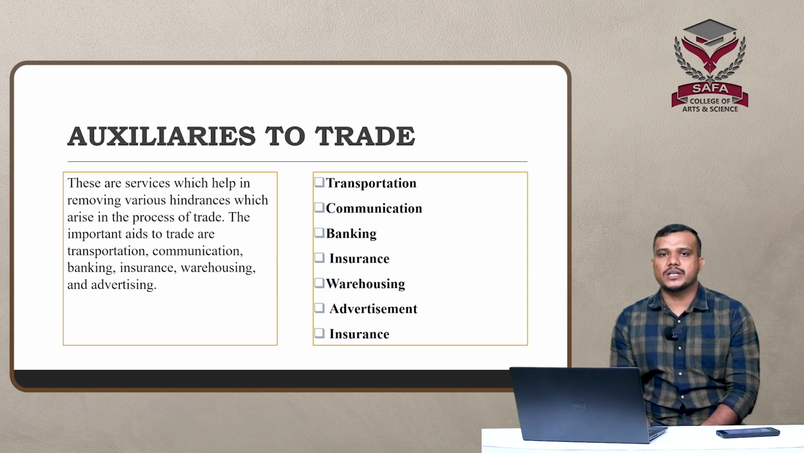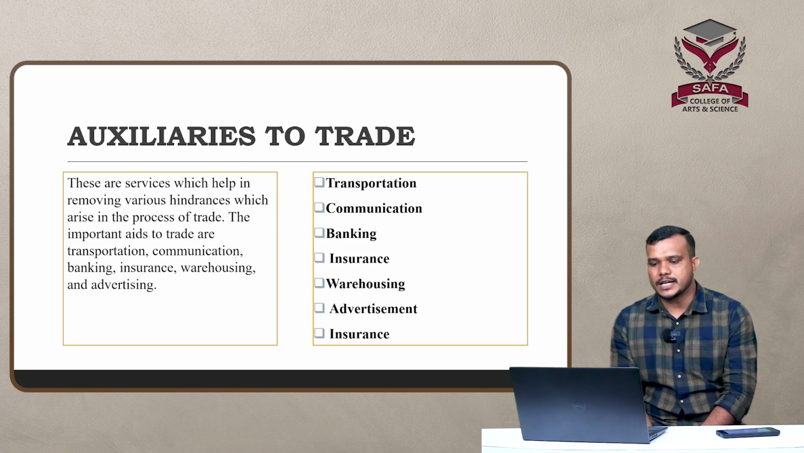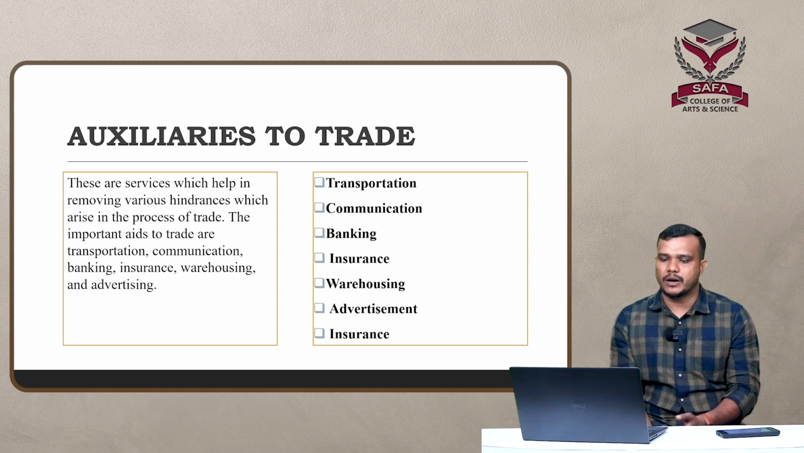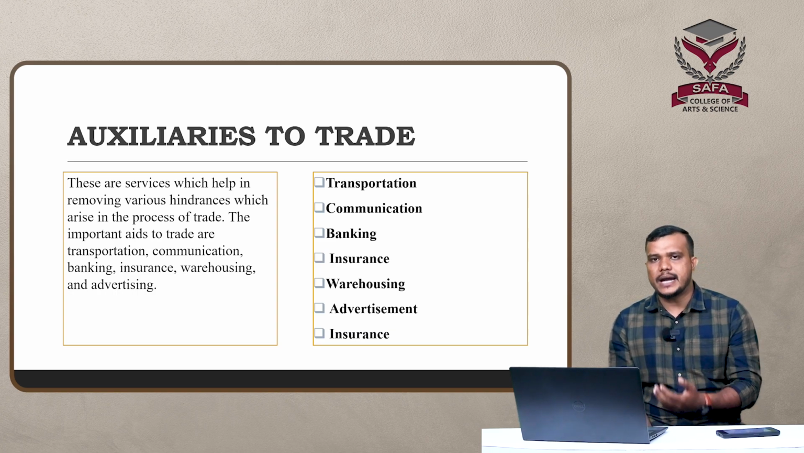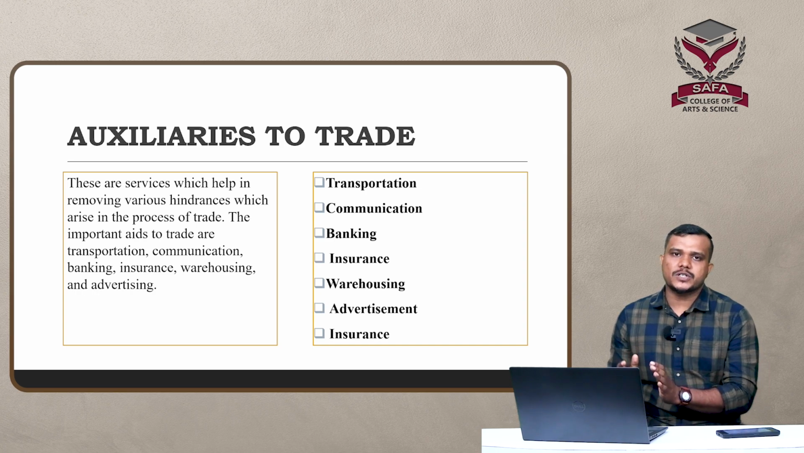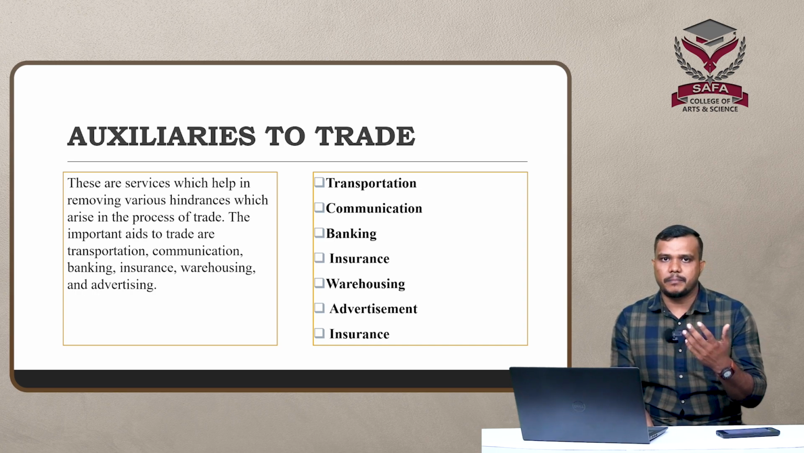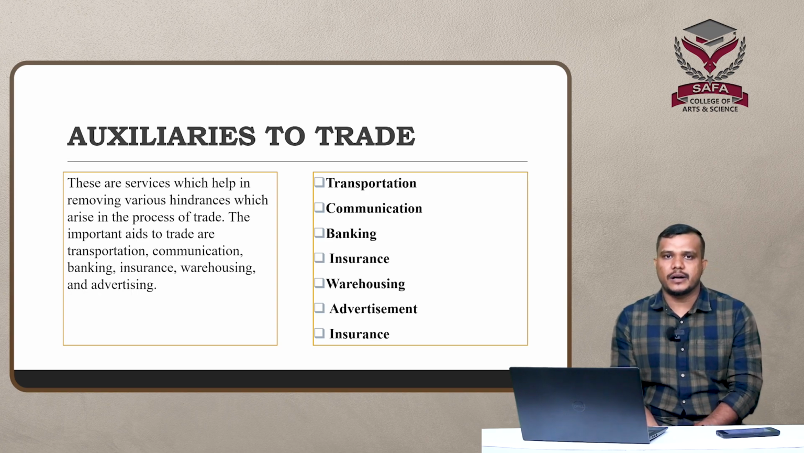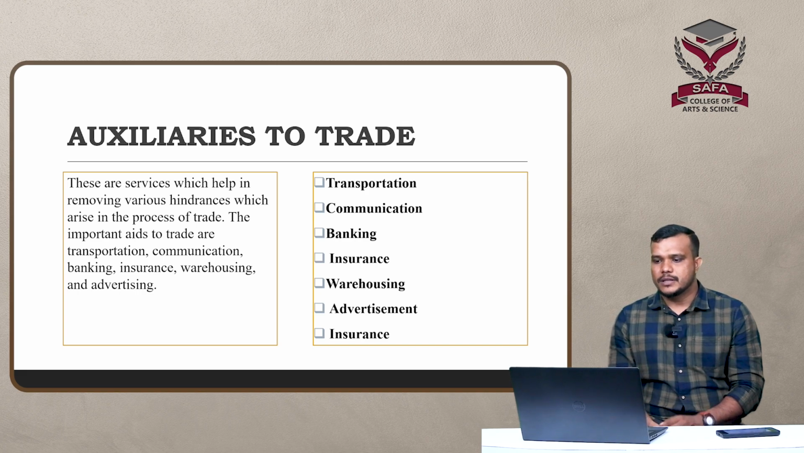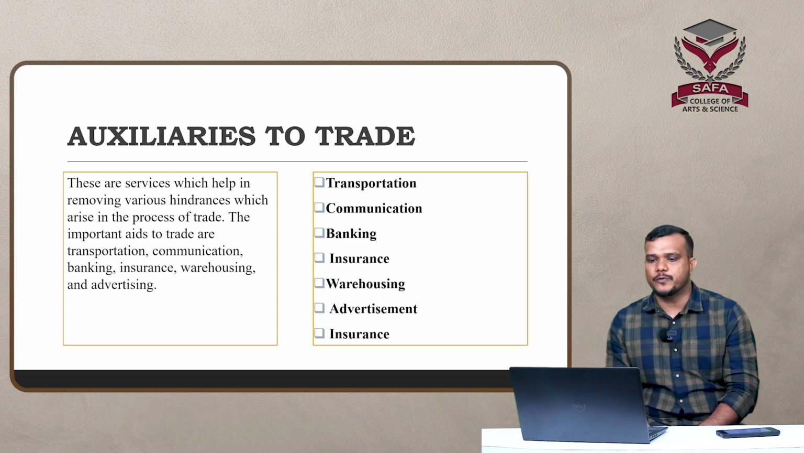Next we are looking at auxiliaries to trade. What are auxiliaries to trade, or aids to trade? These are services which help in removing various hindrances which arise in the process of trade. The important aids to trade are transportation, communication, banking, insurance, warehousing and advertising. In the process of trade, there are a lot of hindrances like place, communication, knowledge, etc. These hindrances are removed by the auxiliaries to trade. They are service-oriented businesses that help the smooth movement of goods from producer to consumer. The following are the different kinds of auxiliaries to trade.